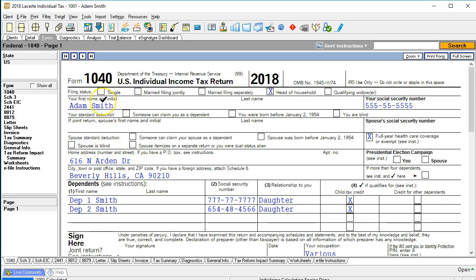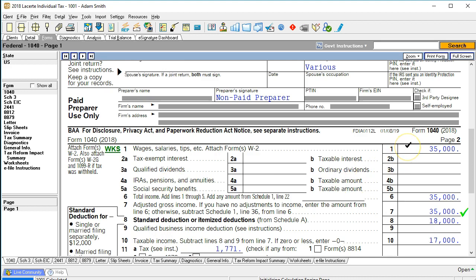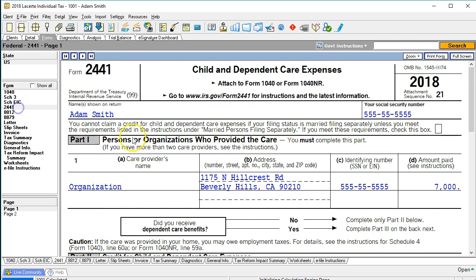Here is an example of our test 1040. We have the two dependents up top. We've got the income of the $35,000. And to complete the credit, we will typically have the Form 2441.